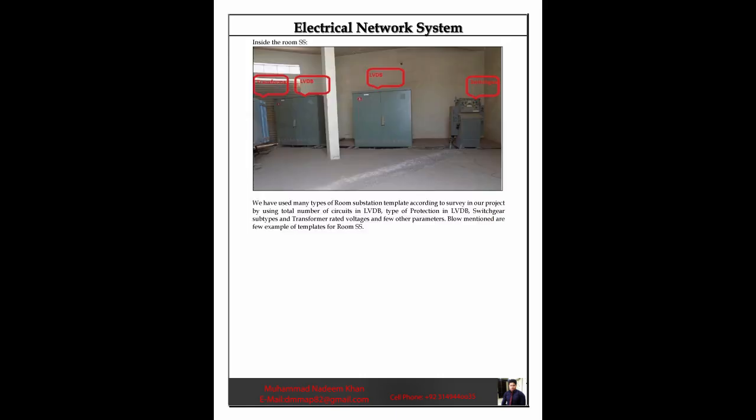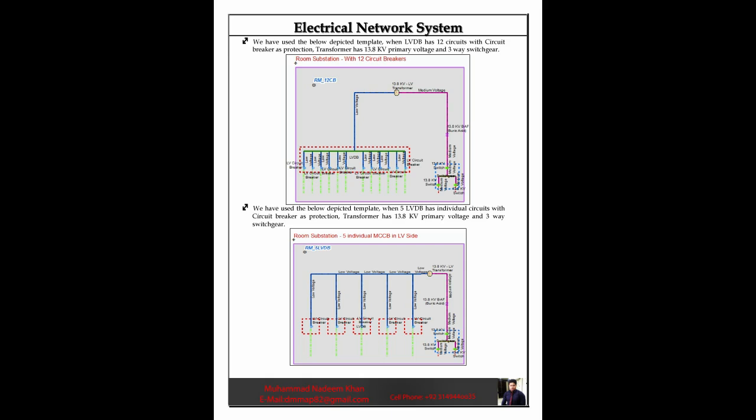Inside the Room SS. We have used many types of room substation templates according to the survey in our project, based on the total number of circuits in LVDB, type of protection in LVDB, switchgear subtypes, transformer rated voltages and a few other parameters. Below are a few example templates for Room SS. We have used the below depicted template, when LVDB has 12 circuits with circuit breaker as protection, transformer has 13.8 kV primary voltage and 3-way switchgear.